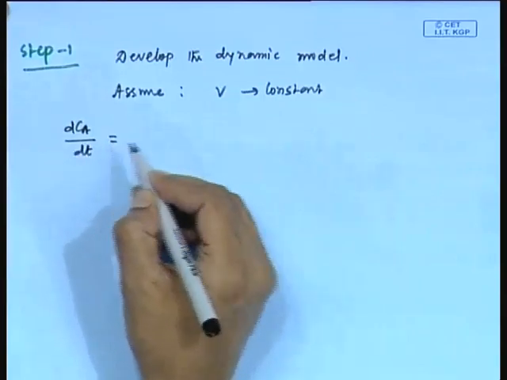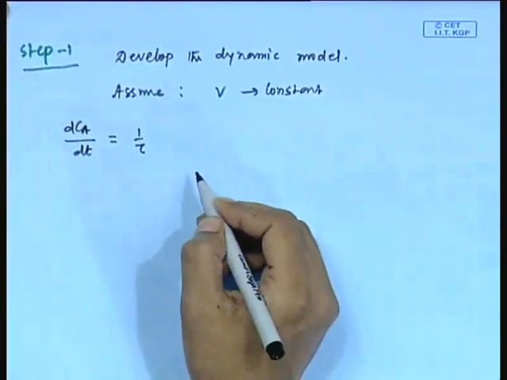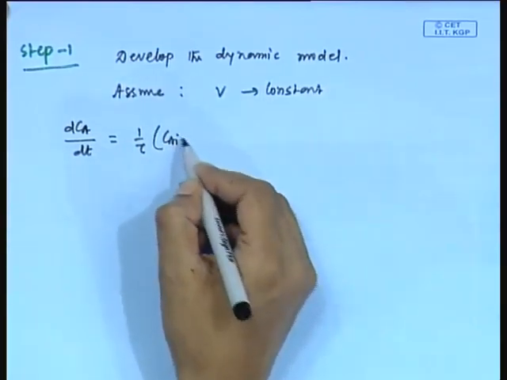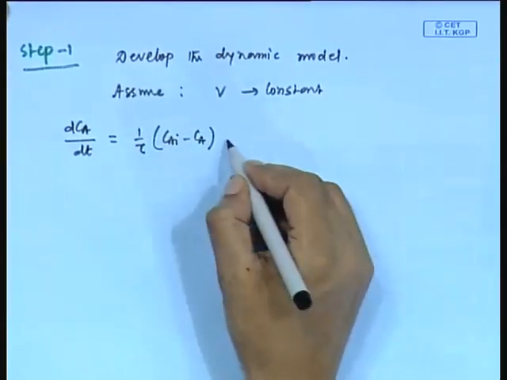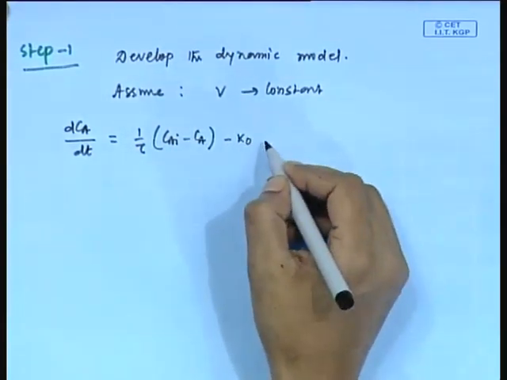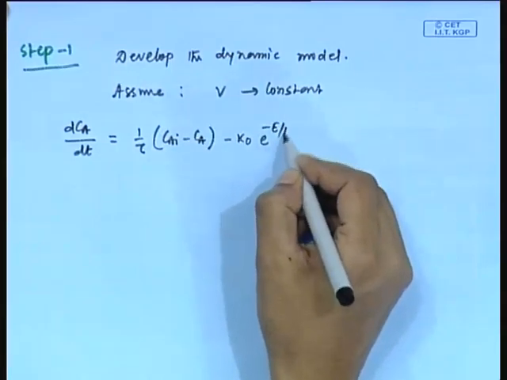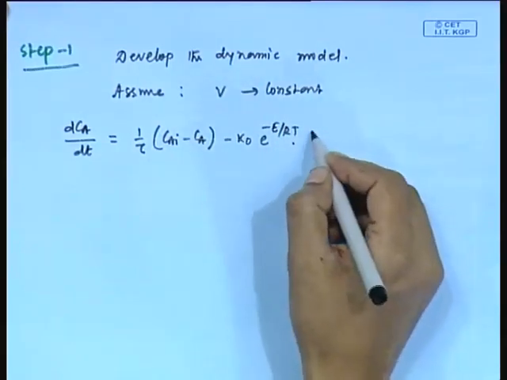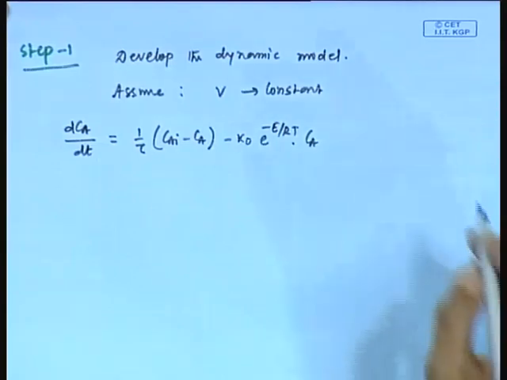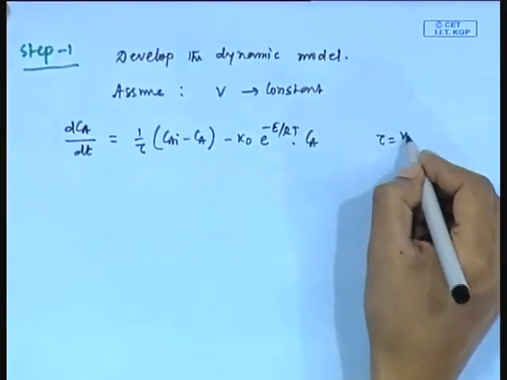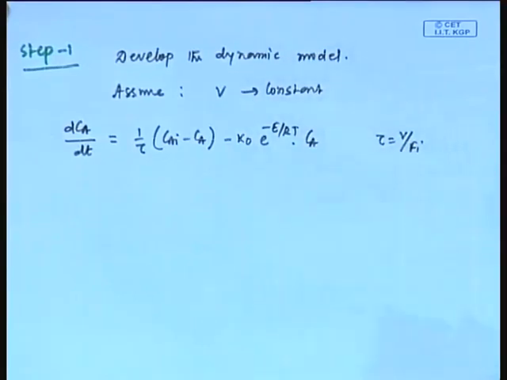dCA/dt equal to 1 by tau (CAi minus CA) minus k naught exponential of minus E divided by RT multiplied by CA. Fine. Here tau is V divided by Fi.